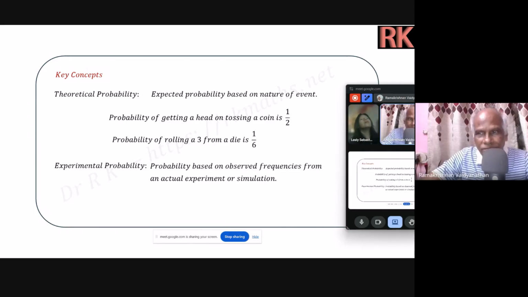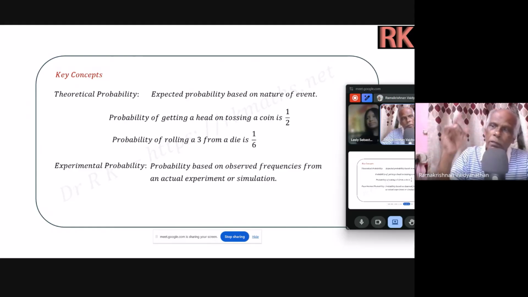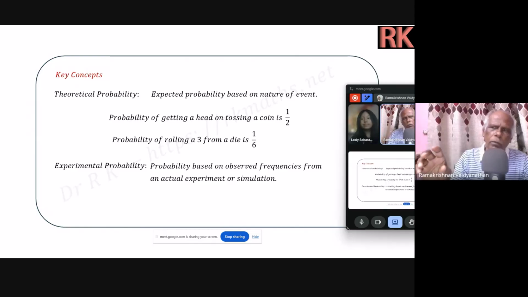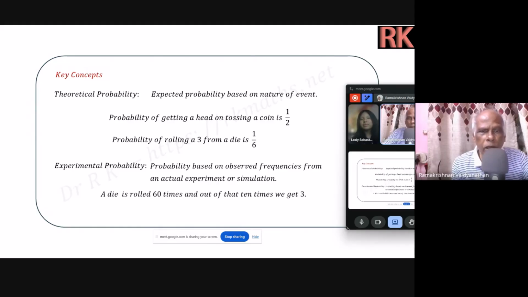Yes or no? Yes. Theoretically, I say it is 0.5, because either she will be at home, which is one event, or not at home, which is another event. So total events is 2. Therefore, 1 by 2 for each event probability. This is how you do theoretical and experimental probability. And you know what is the law of large numbers.